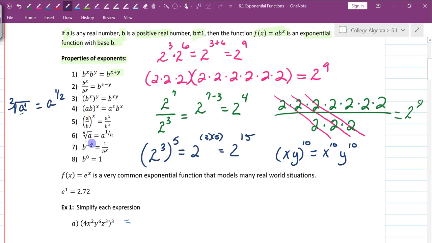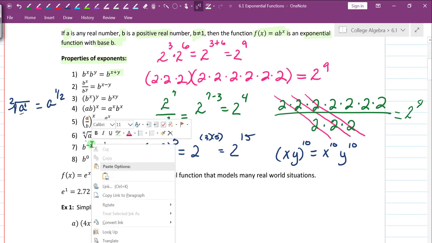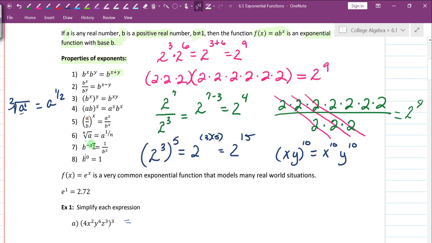Whenever you see a negative exponent, that tells you that it is not happy where it is located. Let's change that to green so you can see a little bit better. So when you have a negative exponent, it says I'm not happy where I'm at. I want to move, okay?